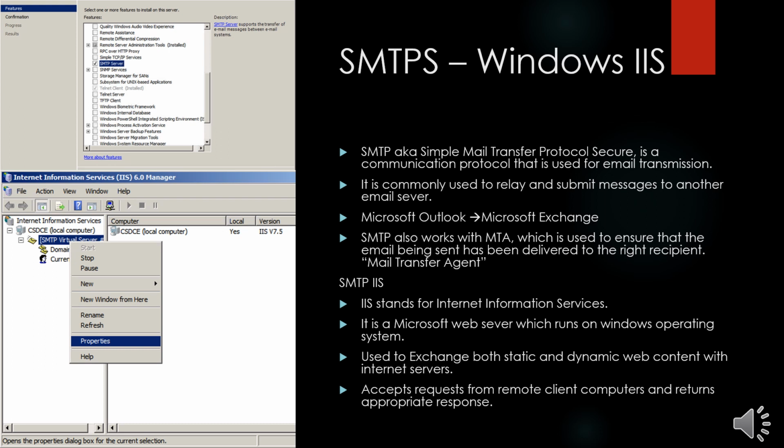SMTPS, also known as the Simple Mail Transfer Protocol Secure, is a communication protocol that is used for email transfer. It is commonly used to relay messages and submit to another email server. And then here I have an example. So this is Microsoft Outlook submitting that message over to Microsoft Exchange.